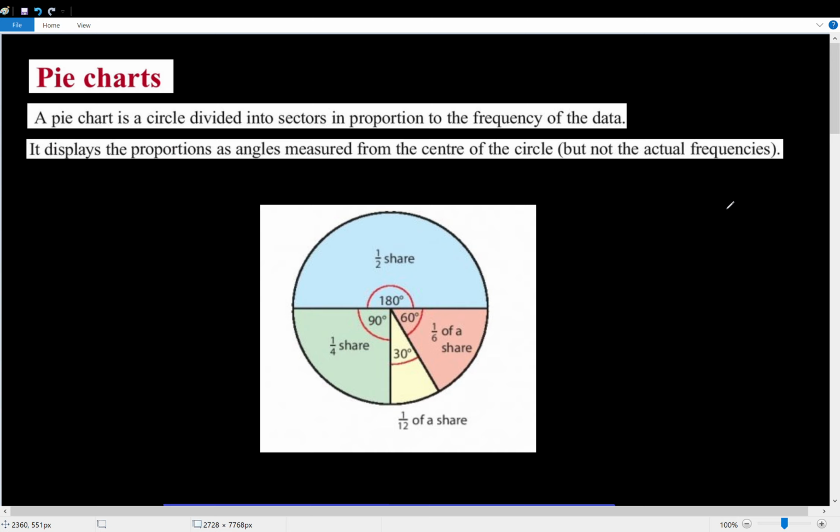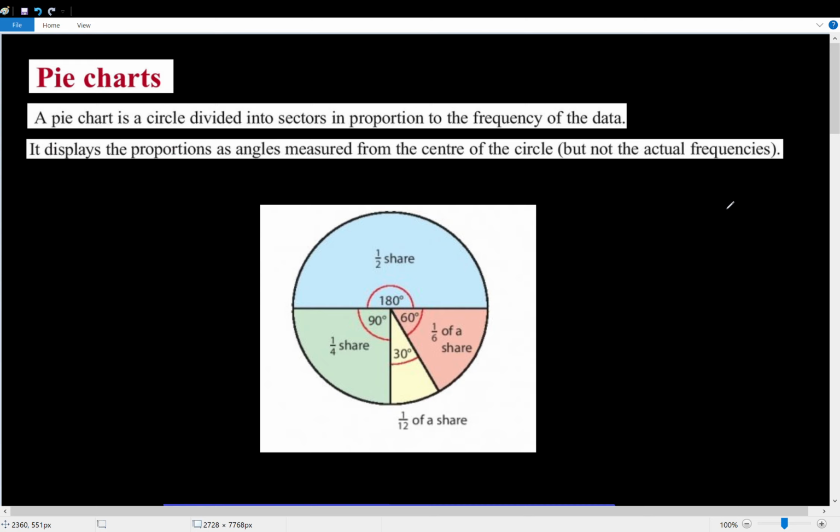In this video, we're going to talk about pie charts. A pie chart is a circle divided into sectors in proportion to the frequency of the data. It displays the portions as angles measured from the center of the circle, but not the actual frequencies.